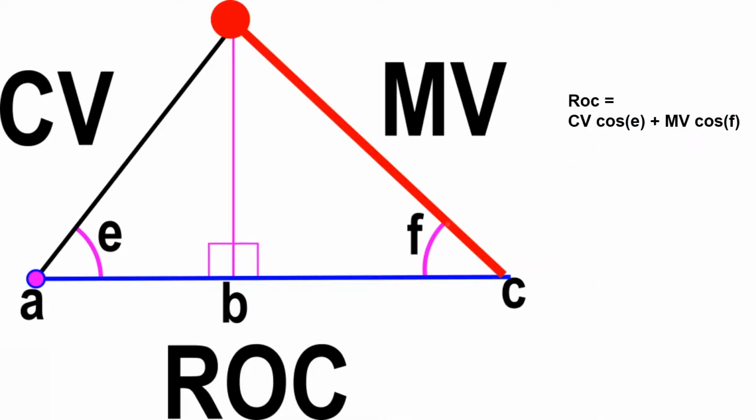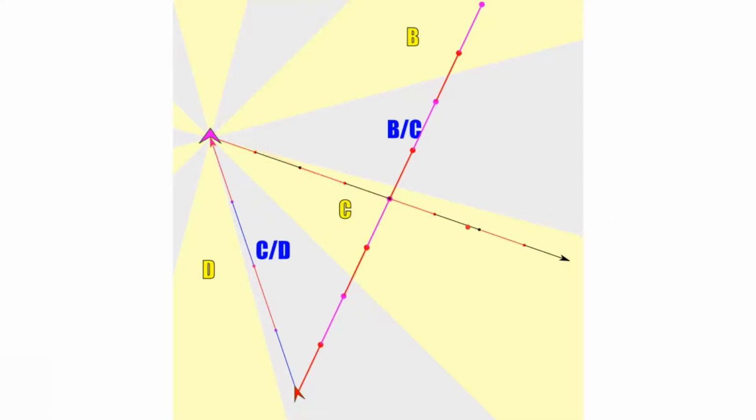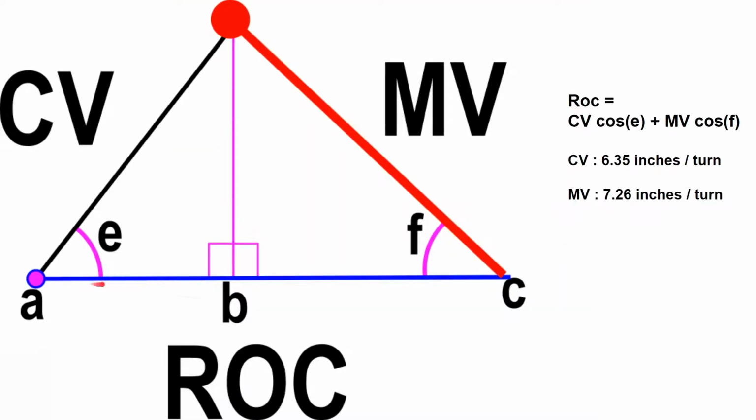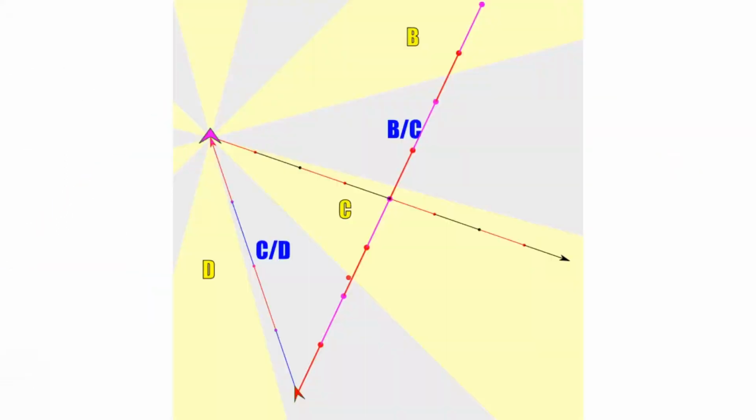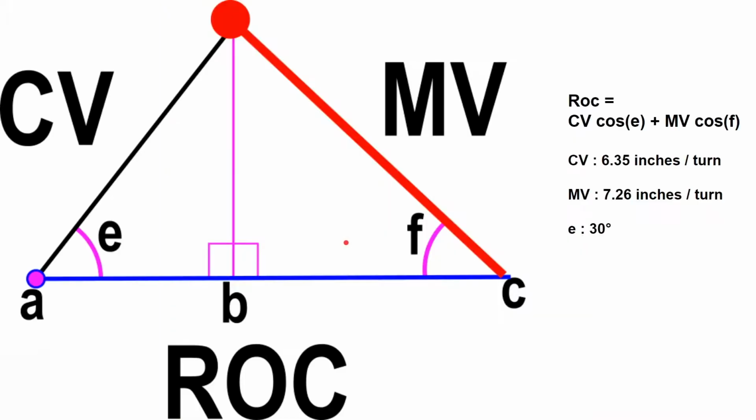Now back to this. So we know our crossing vector and our muzzle velocity. Again, our crossing vector is 6.35 inches per turn. Our muzzle velocity is 7.26. So now we need to talk about the angles. First, we'll talk about the crossing vector angle over here, E. So if we look at the graphical example again, between the rate of closure and the crossing vector angle, the rate of closure line is this one right here. The crossing vector angle is right here. There's obviously one window difference, so that's 30 degrees.